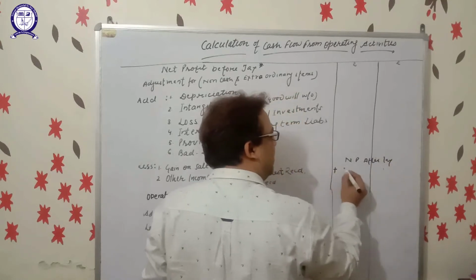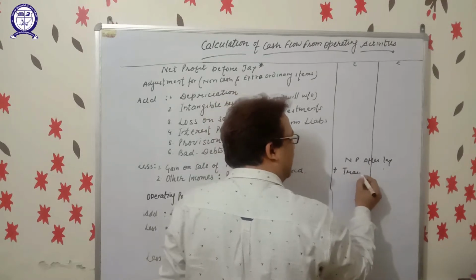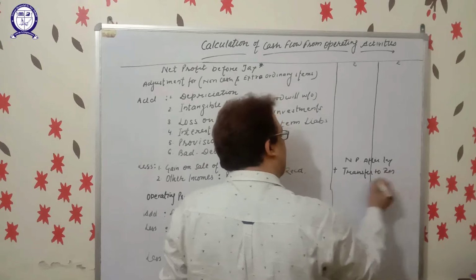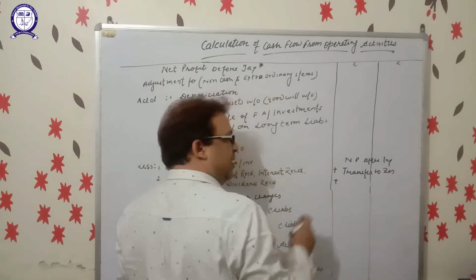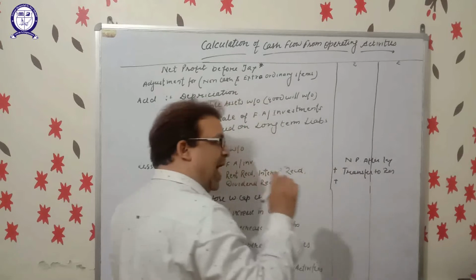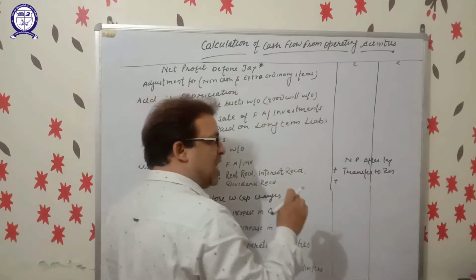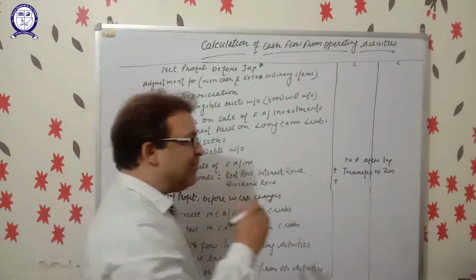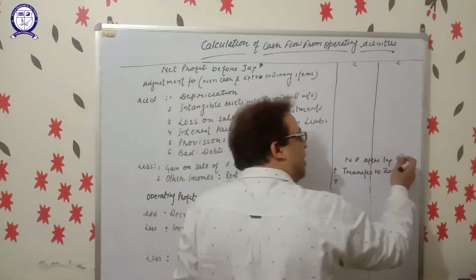Number one, transfer to reserve. Transfer to reserve means if any amount is transferred to reserve out of profit, that will be added back to the net profit.